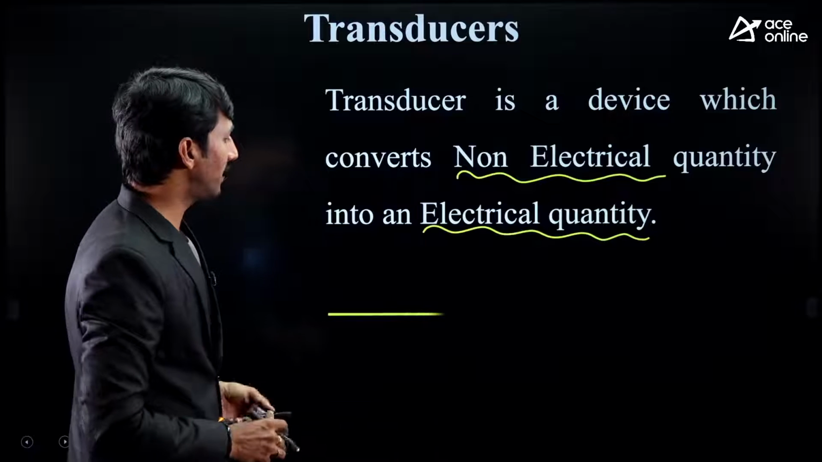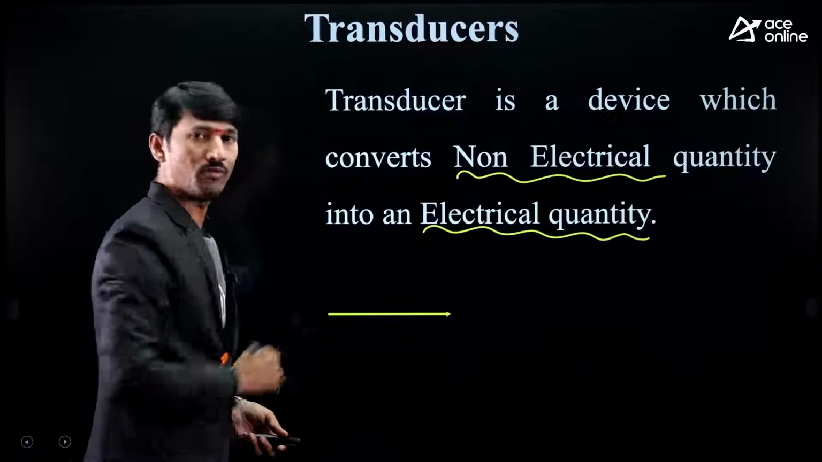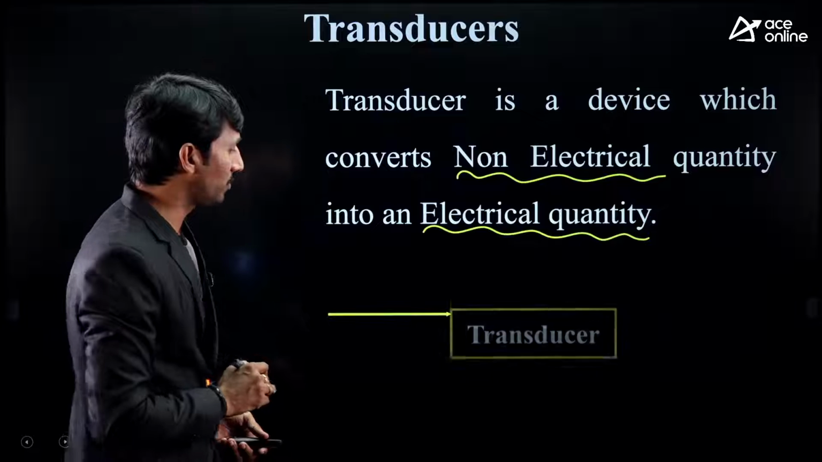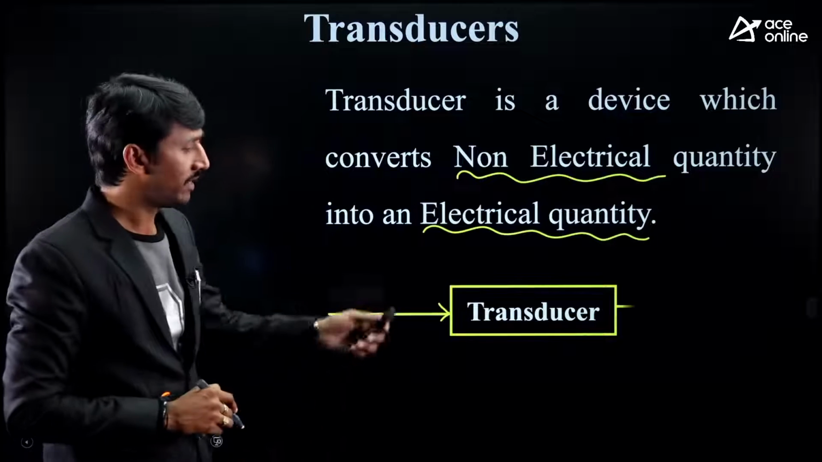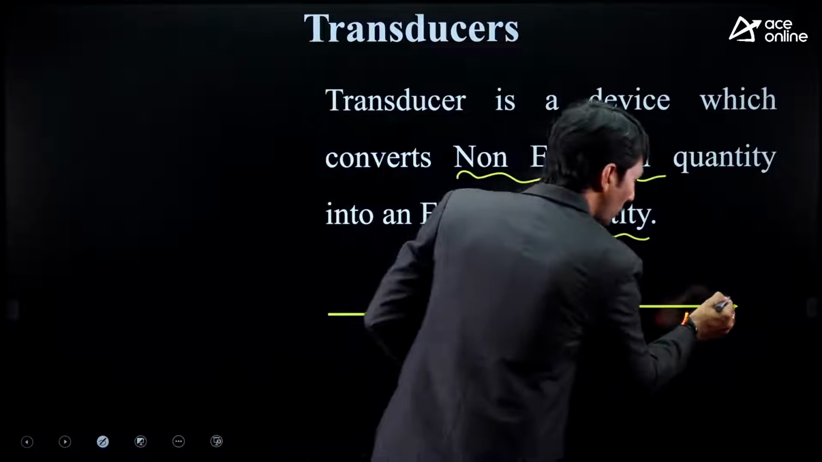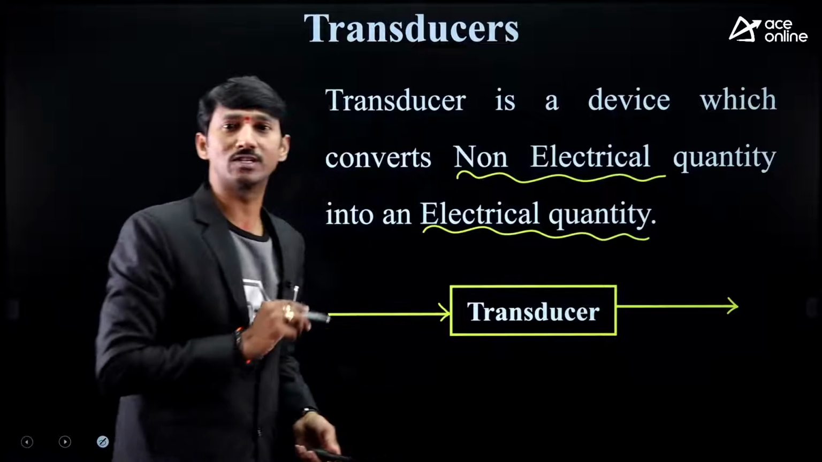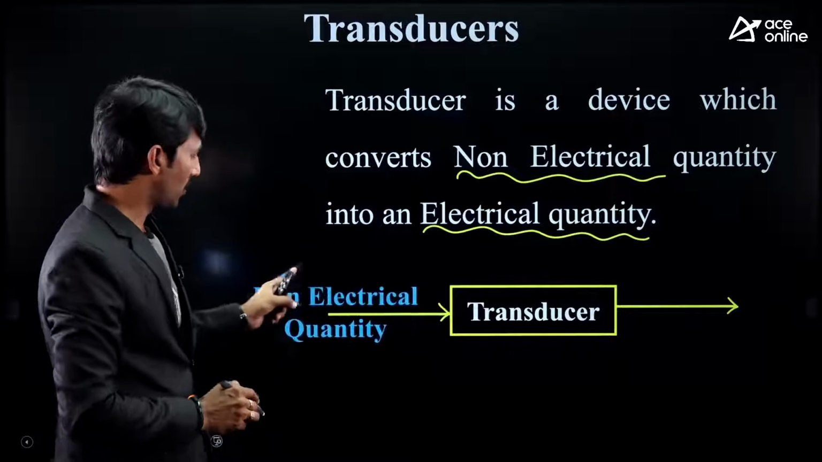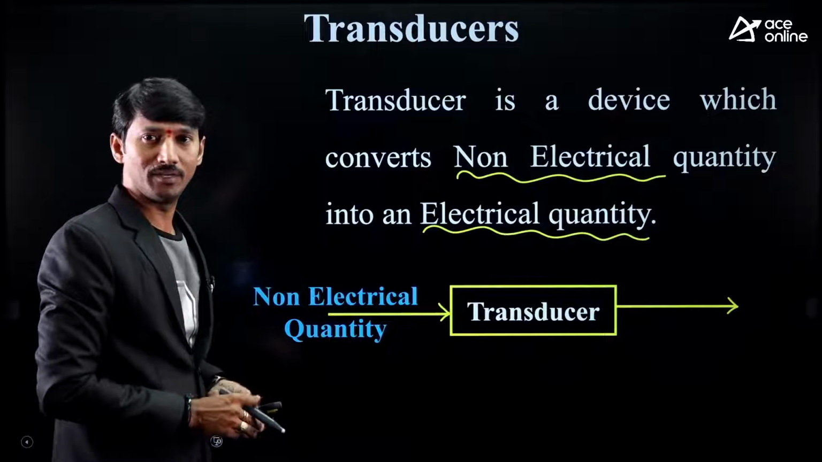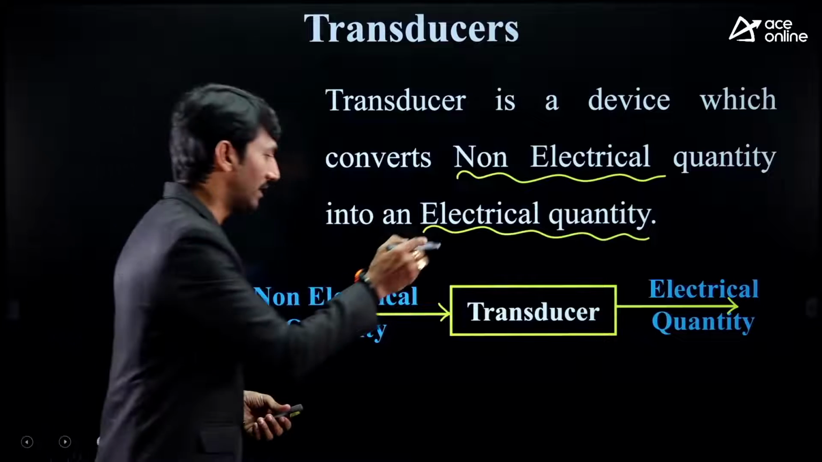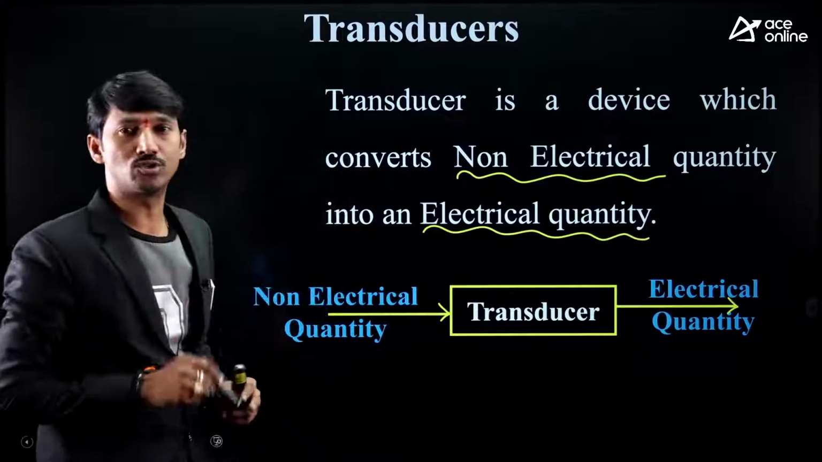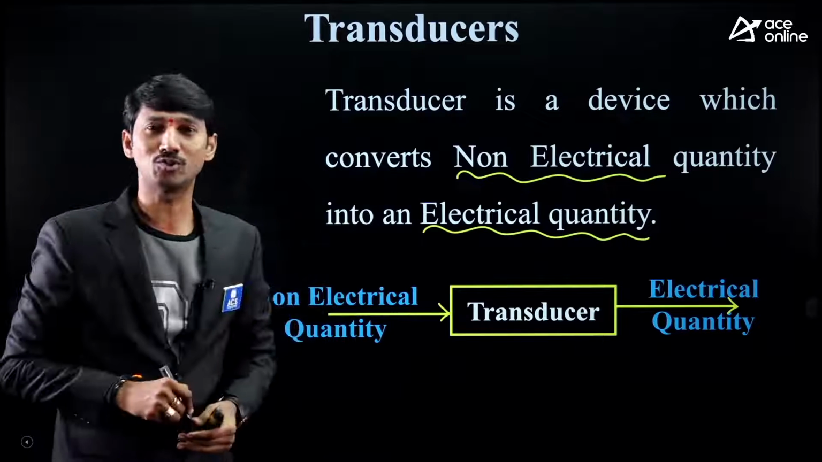Clear? Okay. Here I am showing this is the input we are giving to the transducer, and we are going to get the corresponding output. Which output? See here, the non-electrical quantity is being converted into an electrical quantity. This is the transducer in terms of a block diagram.